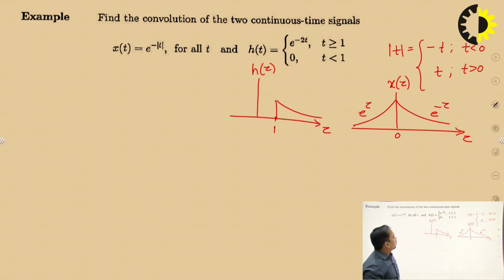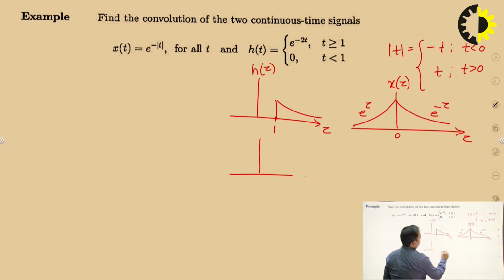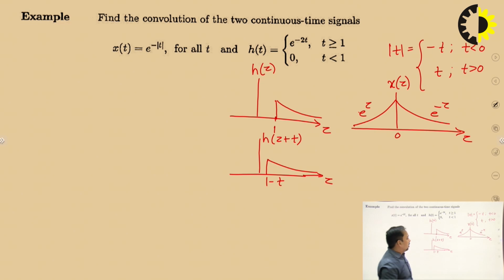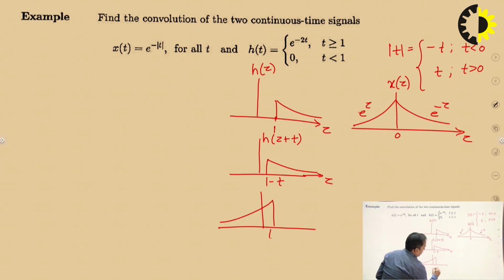So how can we start? We want h of t minus tau. So the first step is making h of tau plus t, so I'll be shifting this. This is 1 minus t like this. Now the reversal part. So I can have something like this, t minus 1, this is tau, and this is h of t minus tau. Clearly we can see that we have h of t minus tau over here.